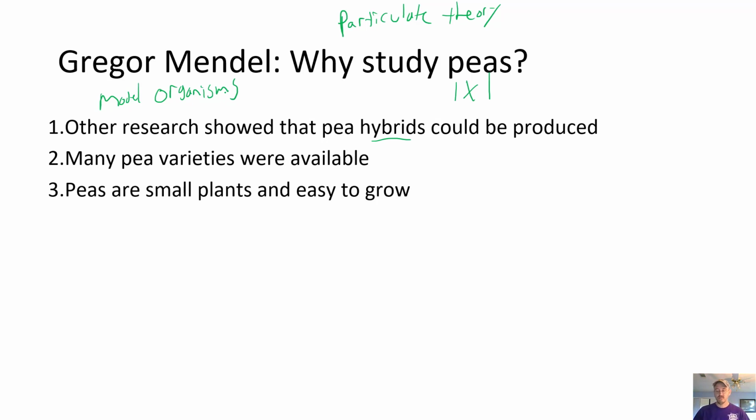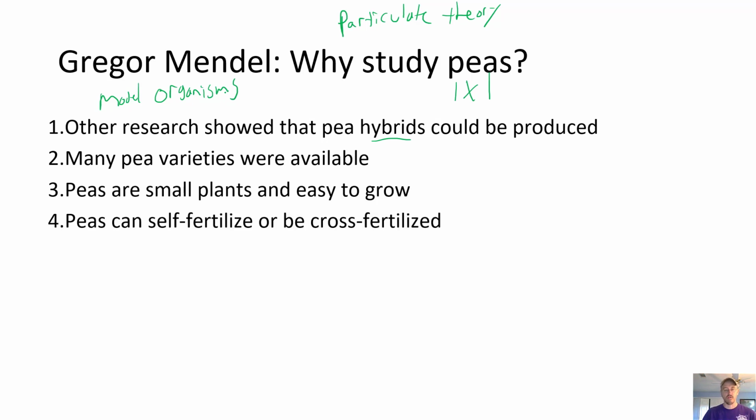Okay, peas are small and easy to grow in the lab. Another reason why they're an excellent model organism. They can self-fertilize or be cross-fertilized. They can make babies with themselves. They make sperm and egg in the same plant. Or you can breed them with another plant. It gives you lots of options. And he made sure to start only with true breeding individuals.